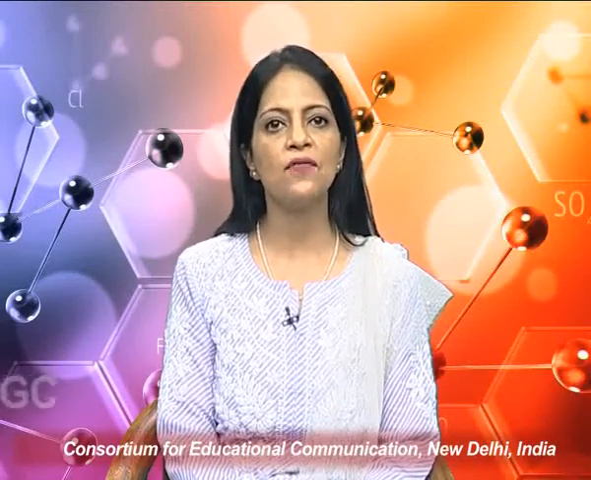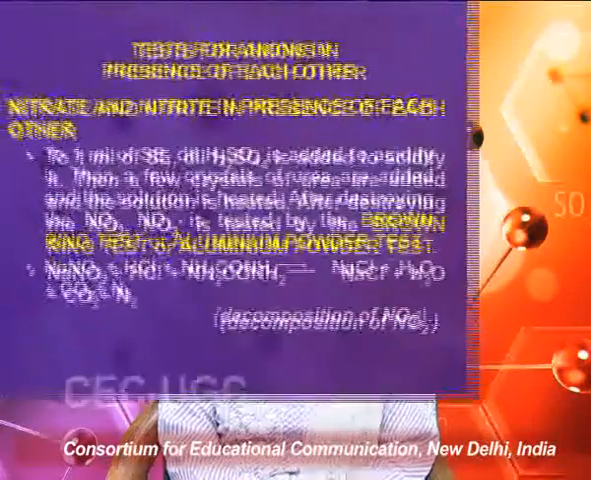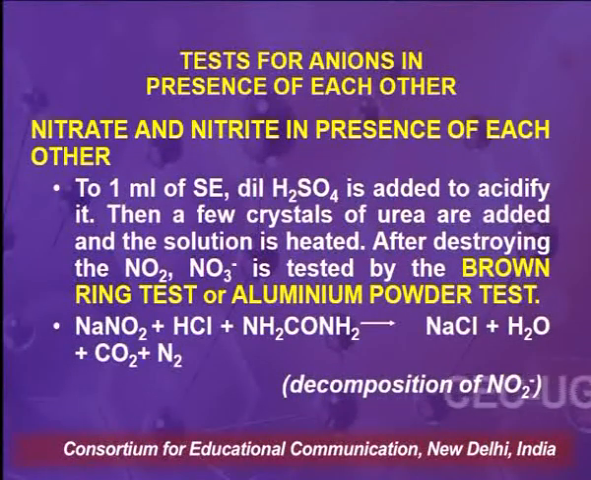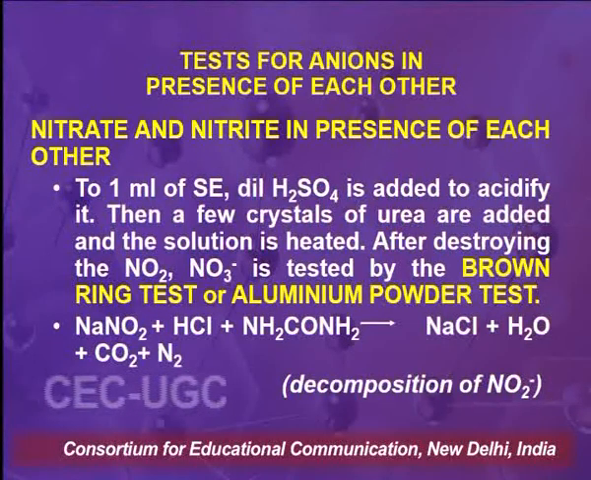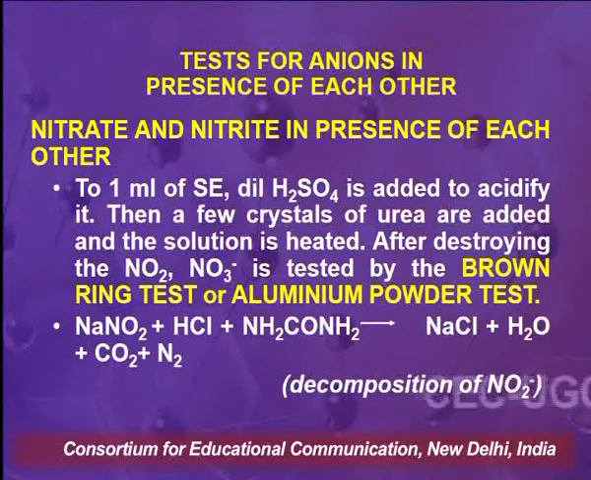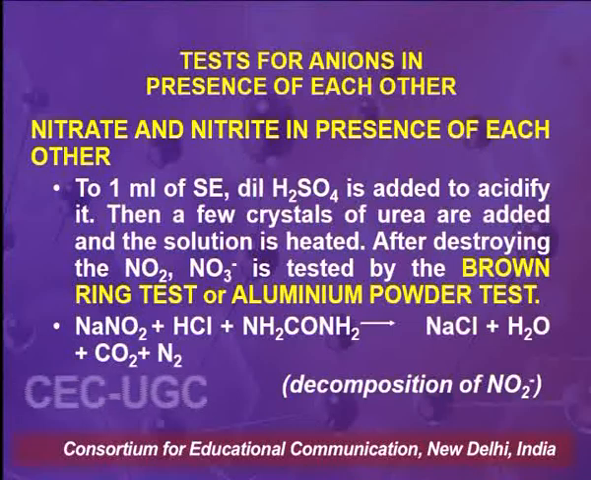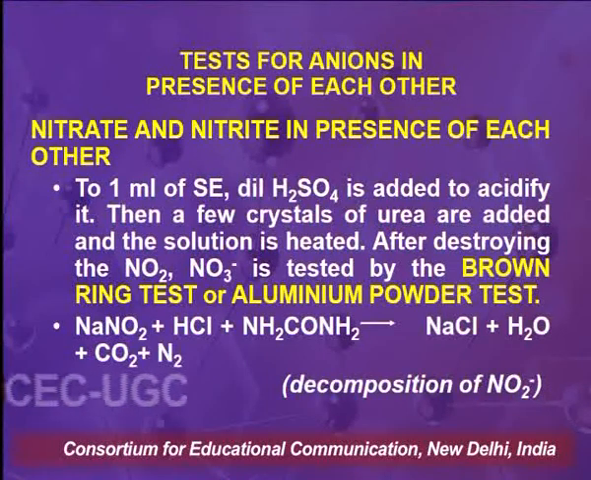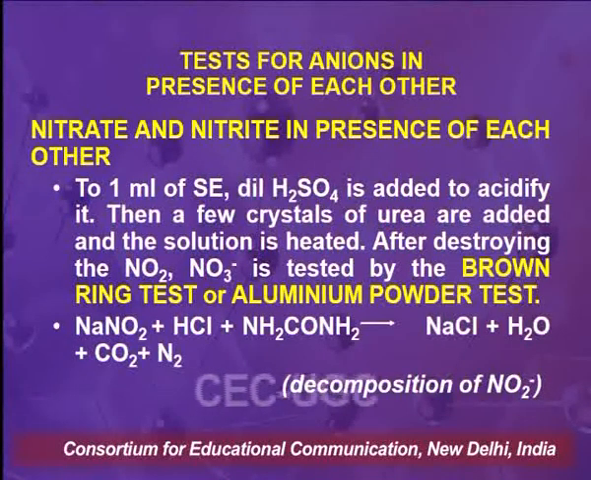So, to 1 ml of the soda extract, dilute sulfuric acid is added to acidify it. Then a few crystals of urea are added and the solution is heated. After destroying the NO2, that is, upon heating the solution NO2 is produced, and after removing all the NO2 on completion of heating, nitrate ion is tested by the brown ring test or the aluminium powder test.